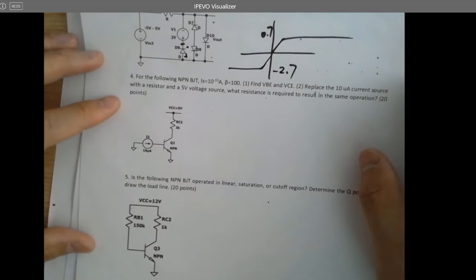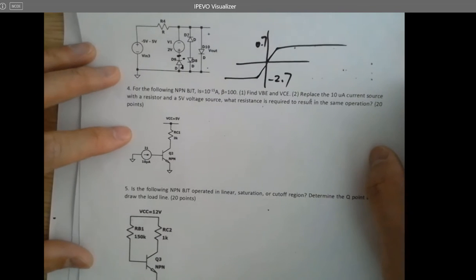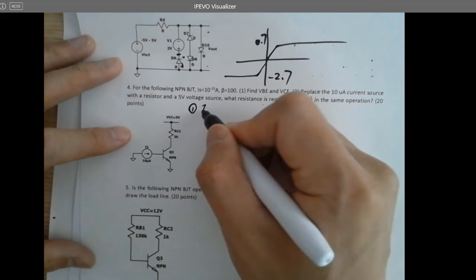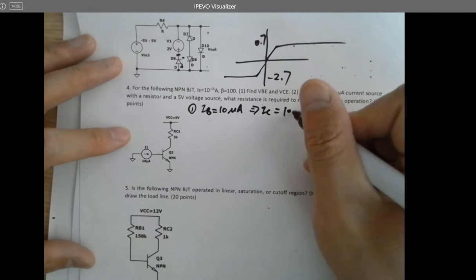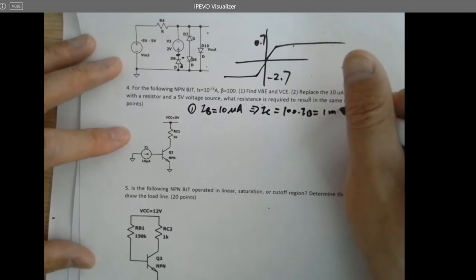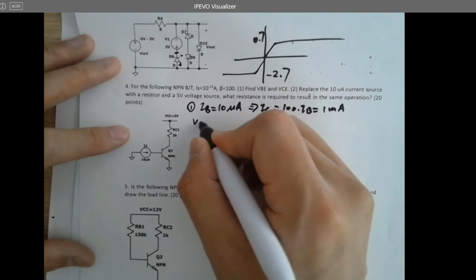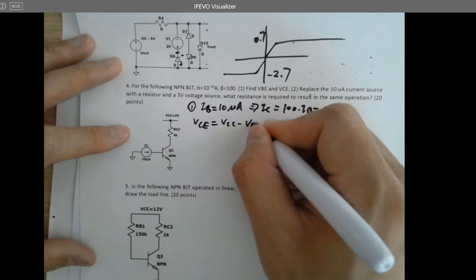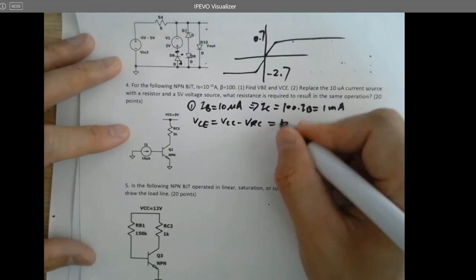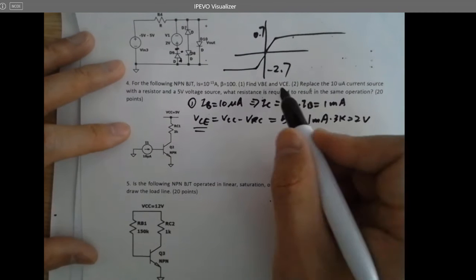Next, find VB and VCE. IB is 10 microamps, so IC is 1 milliamp. So VCE equals VCC minus VRC, which is 5 volts minus 1 milliamp times 3K, which is 2 volts. So VCE is done. What about VBE?